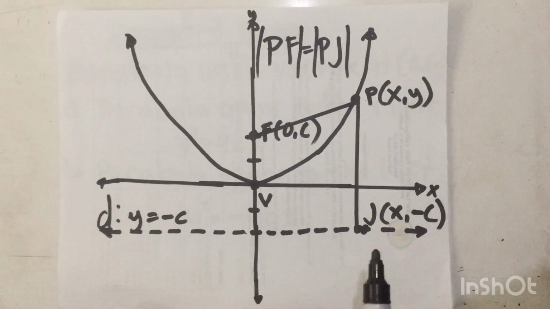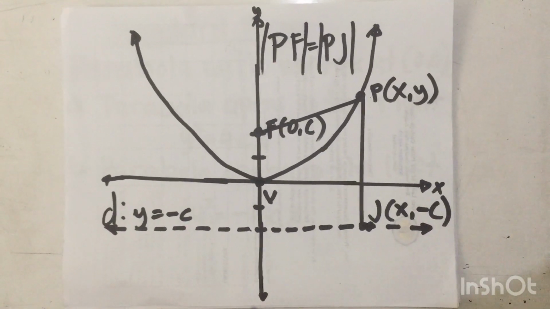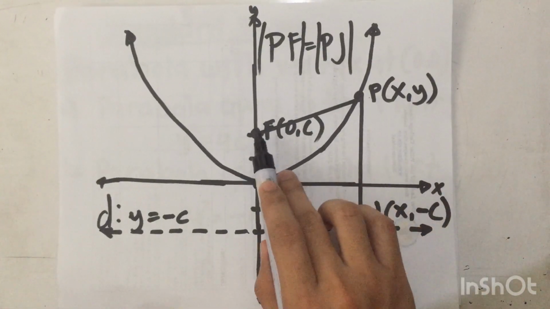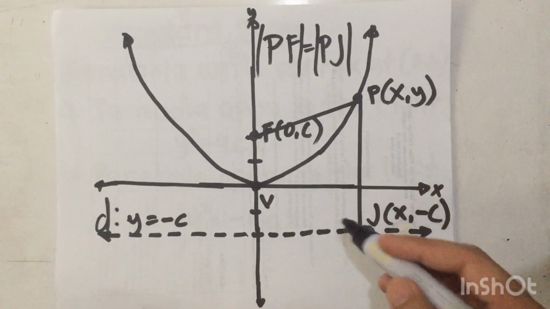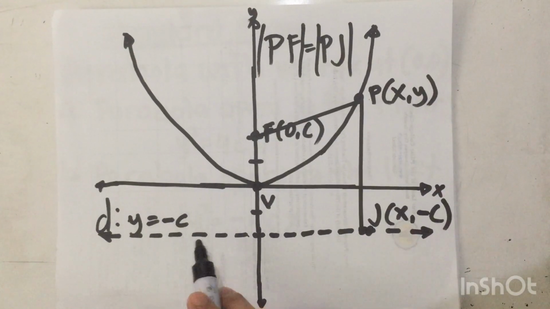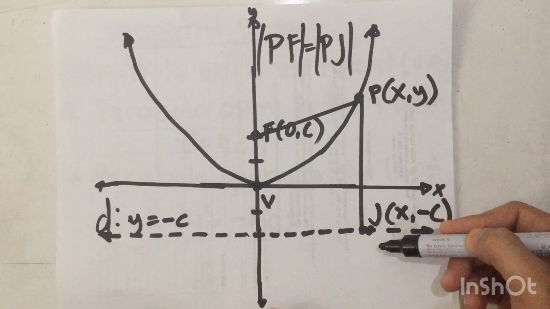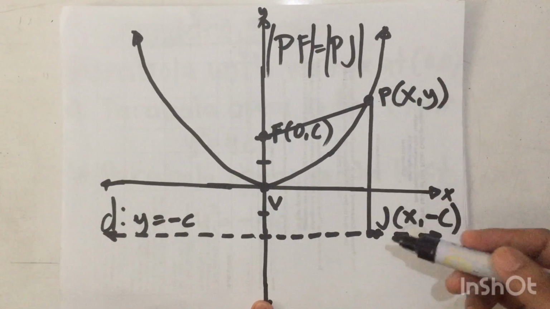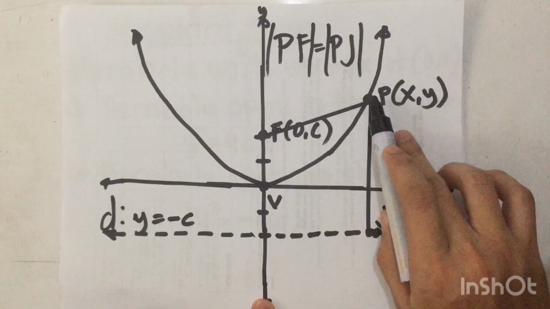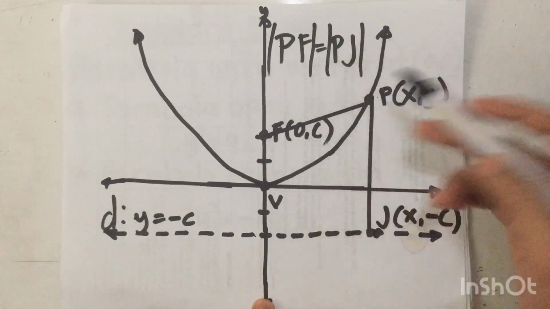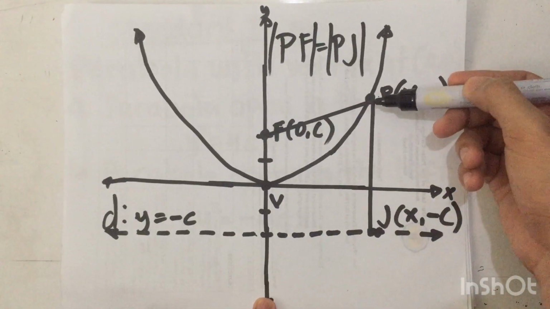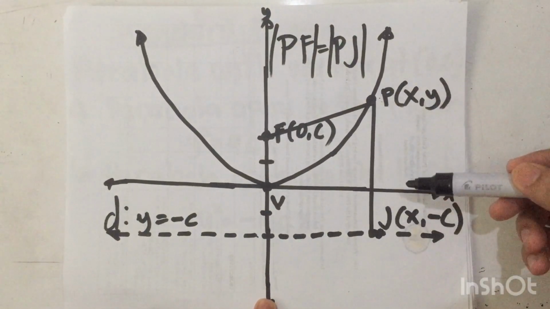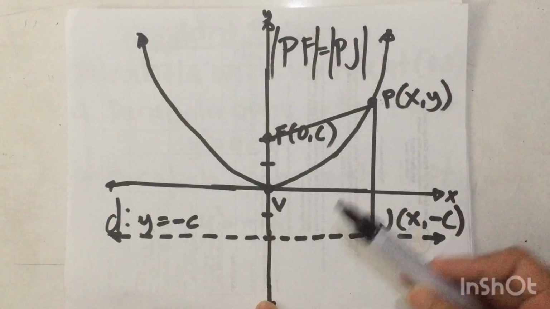So as shown in the figure, the definition of parabola says that point P on the parabola is equidistant from F and from PJ, which is the point on the line D such that PJ is perpendicular to D. Thus, it provides us with the equation: the absolute value from P to F is equal to the absolute value from P to J. And that is the definition of the parabola as illustrated in the given figure.